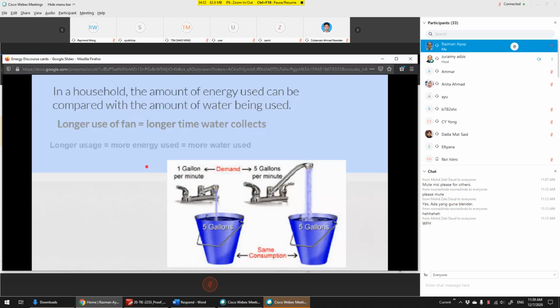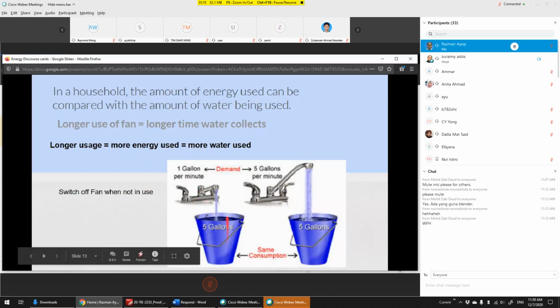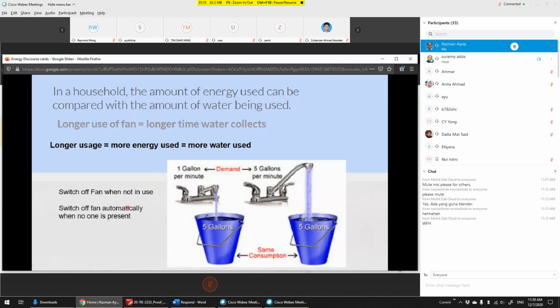Right, so take note of this. The longer you use the appliance, you use more energy. And if compared to water system, more water being used. So, switch off the fan when not in use. I say fan, it refers to this one. Bila saya kata kipas, macam guna pipe yang kecil. Switch off fan automatically when no one is present. Bila tak ada orang, kipas tutup sendiri secara automatik. Pun ada juga sistem yang macam tu.